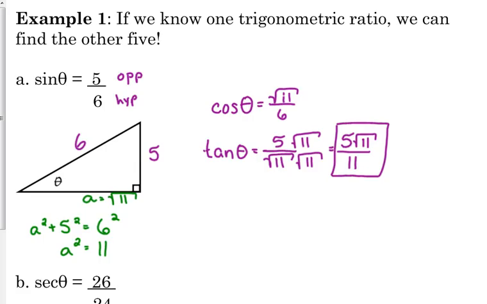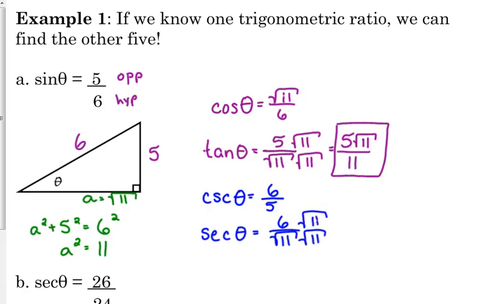All right, now let's go through our reciprocal functions. Cosecant is the reciprocal of sine, so just flip sine over. So cosecant is 6 over 5. Secant is the reciprocal of cosine, so we need to flip cosine over. So that becomes 6 over the square root of 11, and if we rationalize that, we get 6 square roots of 11 over 11. Pretty much.